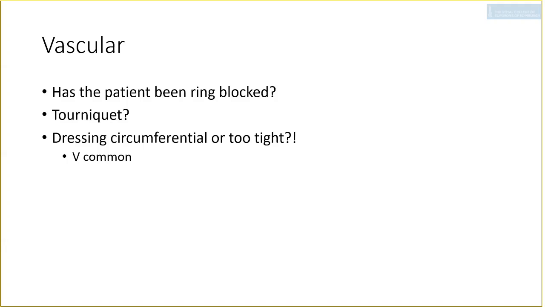And occasionally people use adrenaline, which again is not unreasonable. We're always told not to do that, but it's not unreasonable. So they may well have a good reason for a white finger aside from their injury. Have they got a tourniquet on?